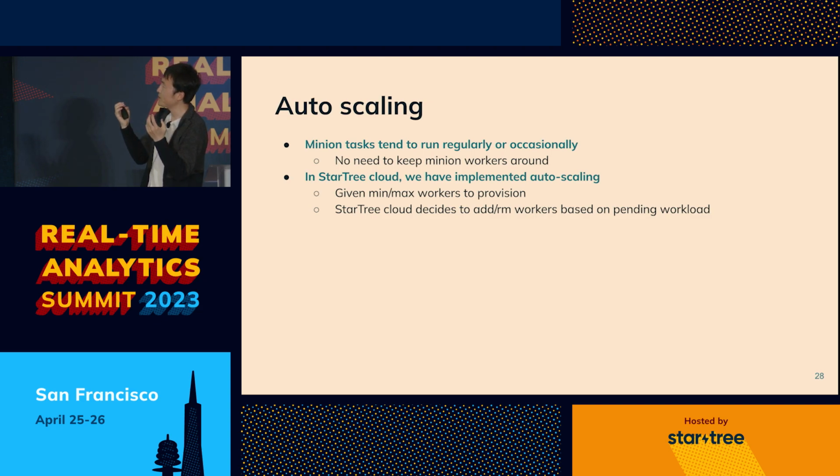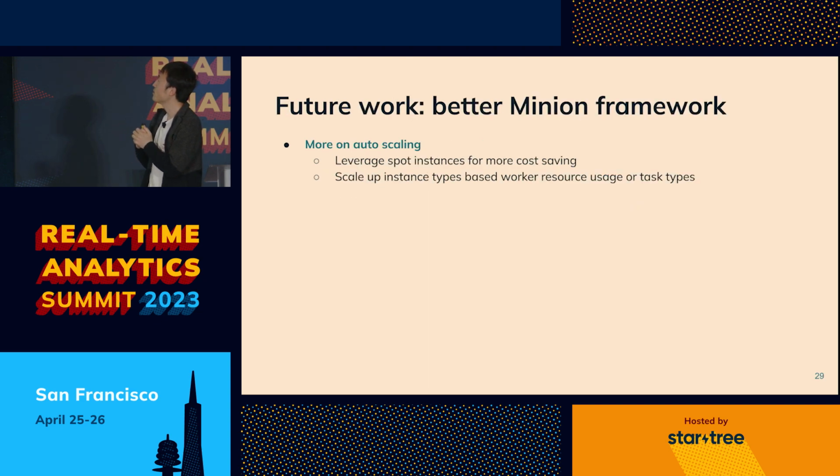The mechanism basically relies on one critical user input, which is the min and the max number of workers to provision. Then the StarTree cloud infra will monitor all the metrics from the worker side and also the pending tasks to decide when to scale the Minion workers in and out. So that's about the Minion task framework as of today.